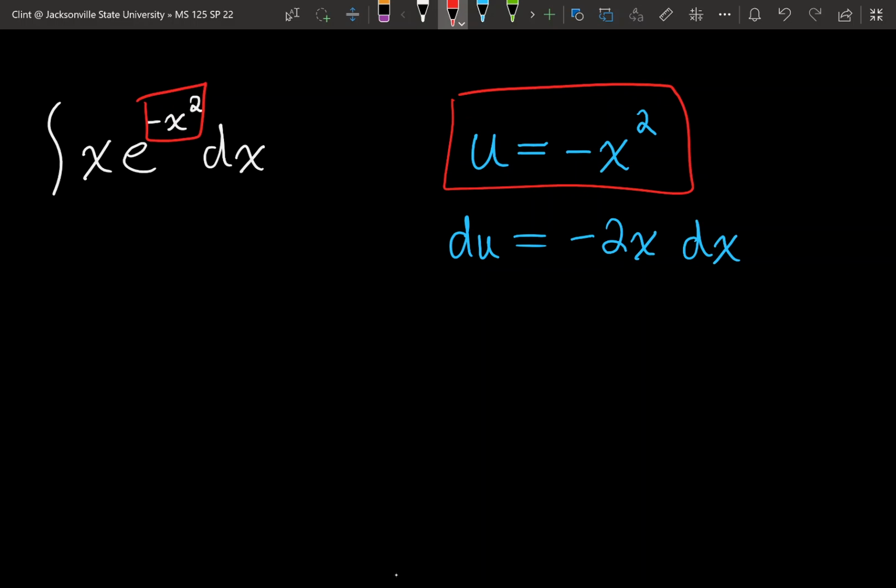Right now, what we have is a negative 2x and a dx. So we just need to make a little adjustment. We don't need negative 2x dx, we just need x dx. So what can we do? Yeah, divide both sides by negative 2. Or a slightly more convenient way of writing that is we can multiply both sides by negative 1/2. Get x dx. So then that's what we got left over.